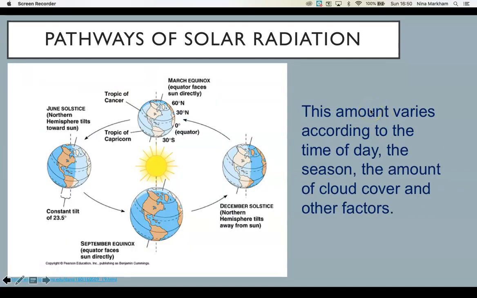This amount of energy reaching the ground varies according to the time of day, the season, the amount of cloud cover, and other factors. For example, in June through August, the northern hemisphere is tilted towards the sun, giving it summer because of the increased solar radiation. Likewise, in November through February, the southern hemisphere receives increased solar radiation when it is tilted towards the sun, giving it summertime.